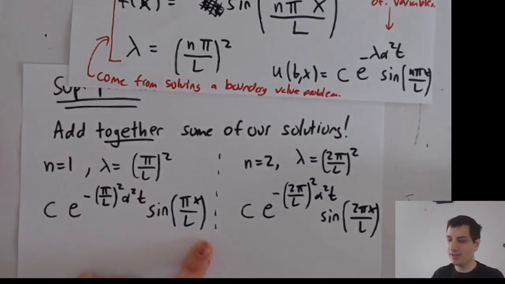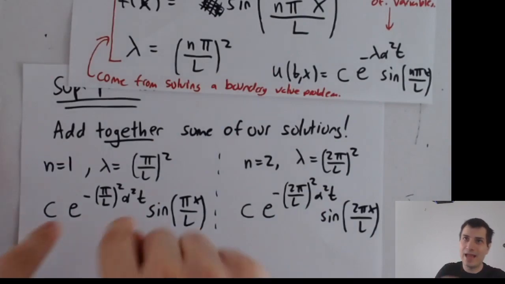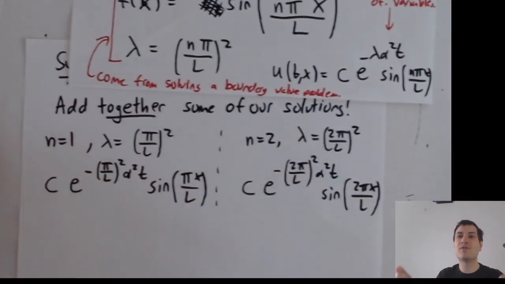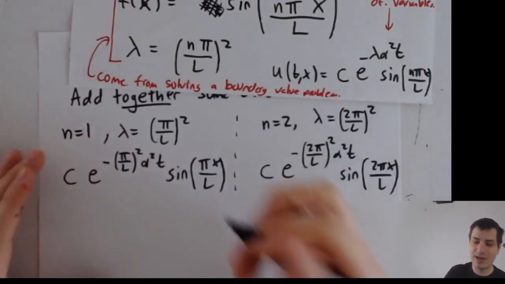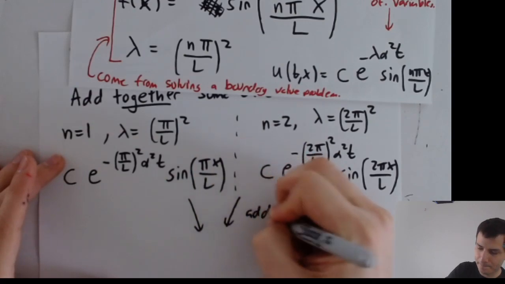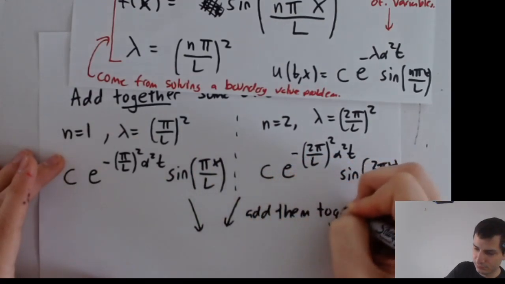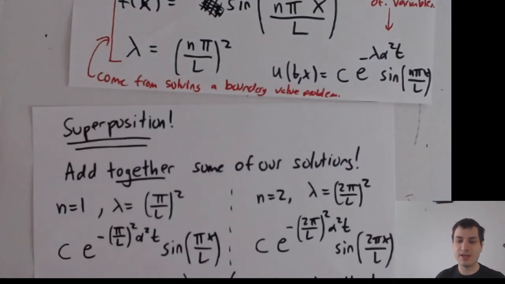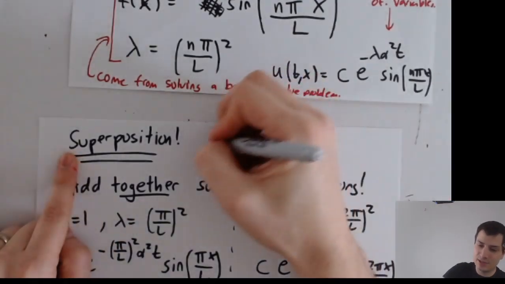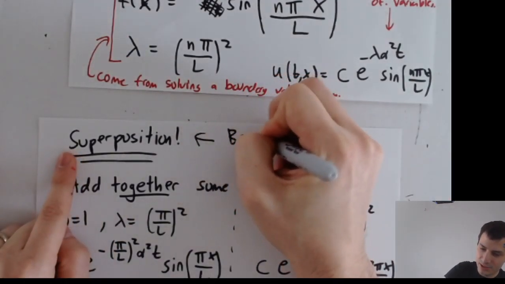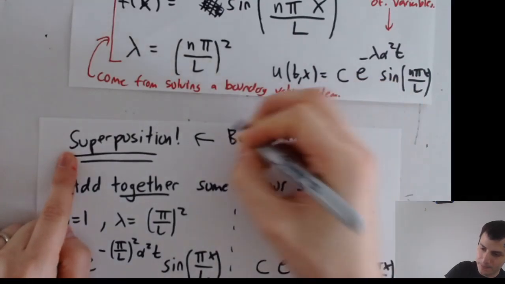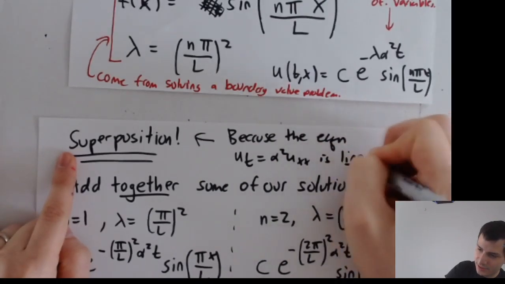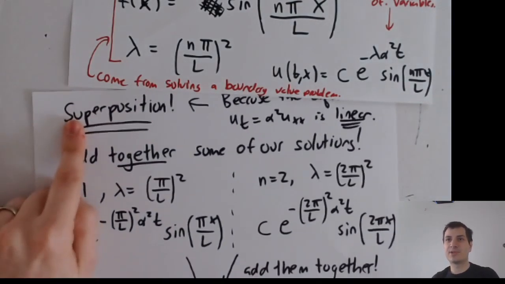So far we have found these two solutions. We found this one, we found that one, we also found a whole bunch of other ones. But the point is, this is a solution, this is a solution. If you add them together, that's still a solution. So now we're going to add them together, and it's still a perfectly valid solution. That's what the superposition principle says. And this works because the equation u_t equals alpha squared u_xx is linear. Because it's a linear equation, the superposition principle works.